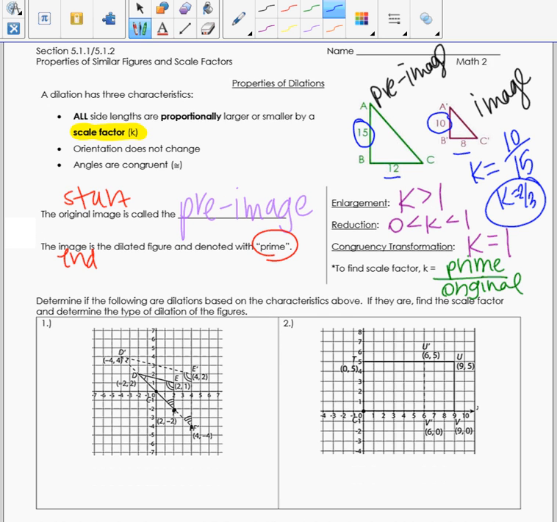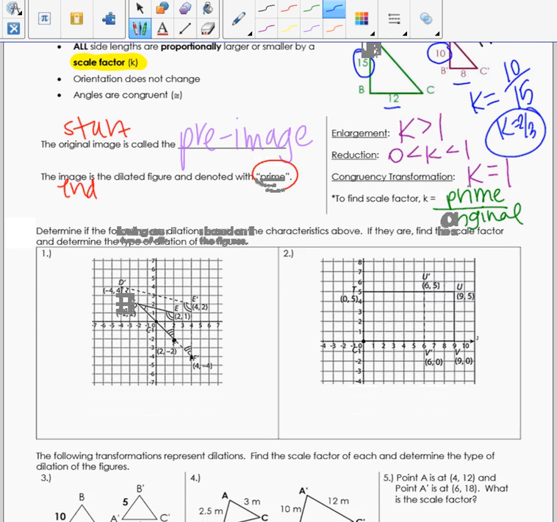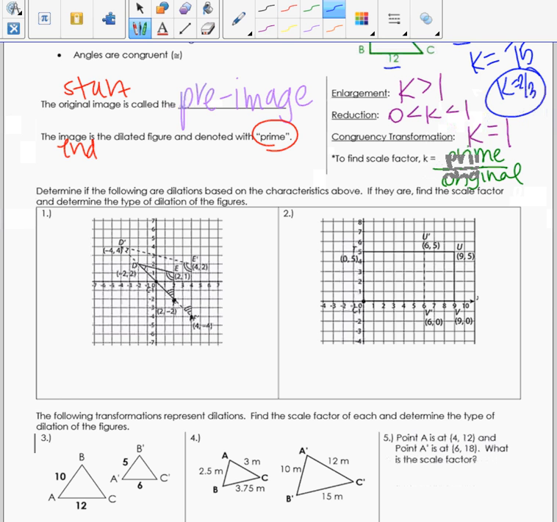Okay. All right, so we're going to kind of play around with that a little bit today. These first two say determine if the following are dilations based on the characteristics above. If they are, find the scale factor and determine the type of dilation. So is it a reduction, is it an enlargement, or a congruency transformation?